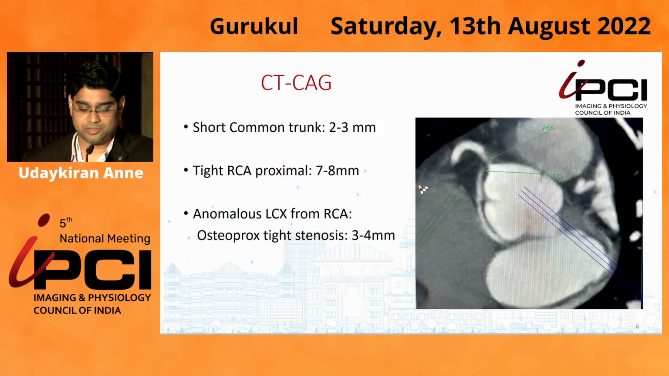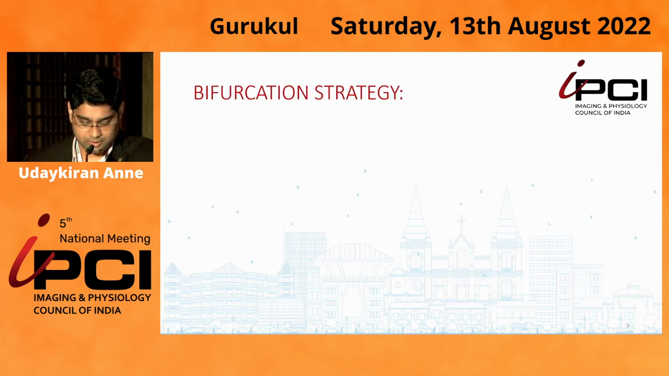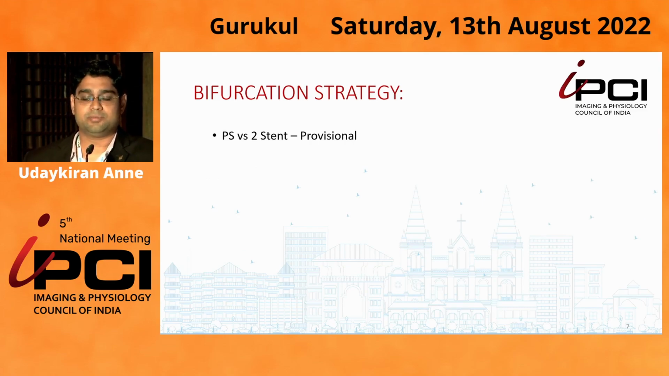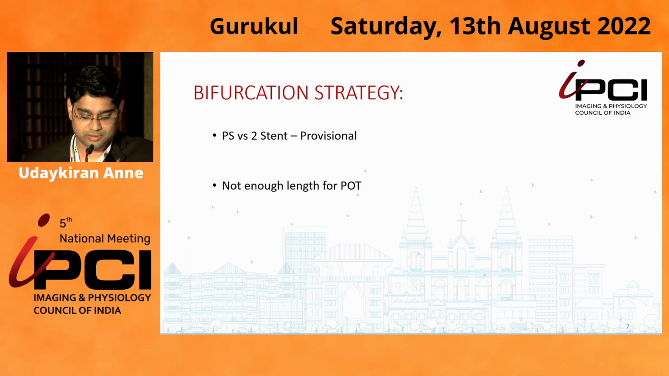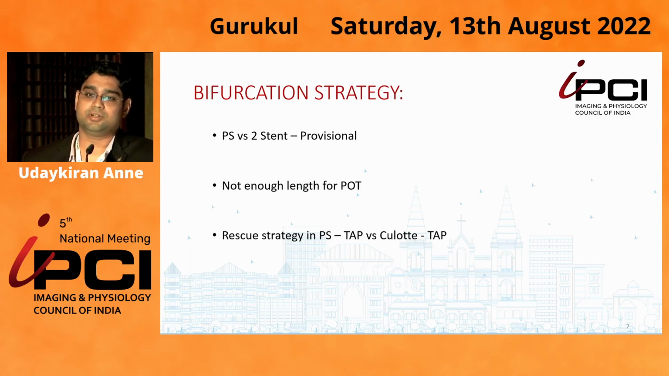So this is the CT angiogram. There is a size discrepancy, because CT also helps us in assessing the size of the vessel. LCX is 2.5 mm and RCA is 3.5 mm. So we thought, what would we do? Because it's a true bifurcation, but the only feature is that the LCX ostial lesion is not extending beyond 5 millimeters. So we thought we'll go with provisional stenting as there is not enough length for POT. And as a rescue strategy, because the angle of the LCX is almost 90 degrees, we'll do a T or TAP rather than a culotte.